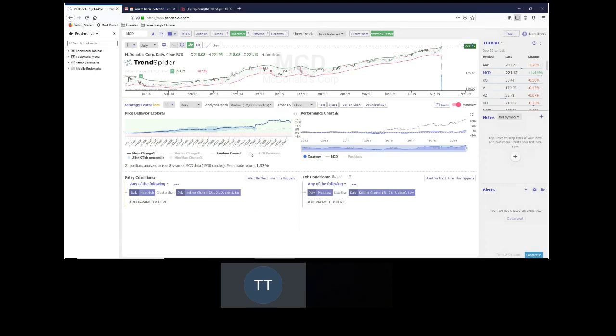Now, let's talk about what's over here on the performance side. And we can see that there's two different parts of the graph here. You can see we went from 2012 to 2019. And you can also see that the strategy is in blue and McDonald's stock price is in the gray. So you can see both of these lines here, and you can see that the strategy itself was just holding its own, maybe on a little drawdown all the way through here, and now has perked up a little bit in most recent trading. This bottom graph, you can see these little blocks here.